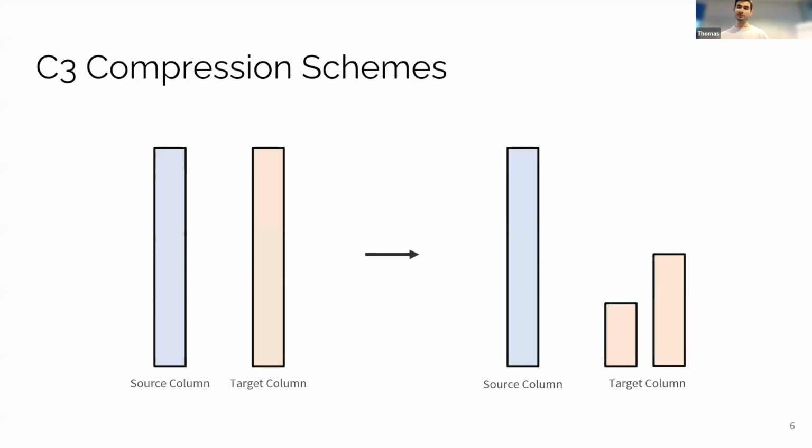Some C3 schemes do not change the source column at all, but some require the source column to be dictionary encoded, for example. The overall goal for every C3 scheme is to be able to compress this pair of columns better compared to applying single column compression schemes to the source and target column individually. We looked at correlations in real world data sets, and we designed 6 compression schemes to exploit these correlations.